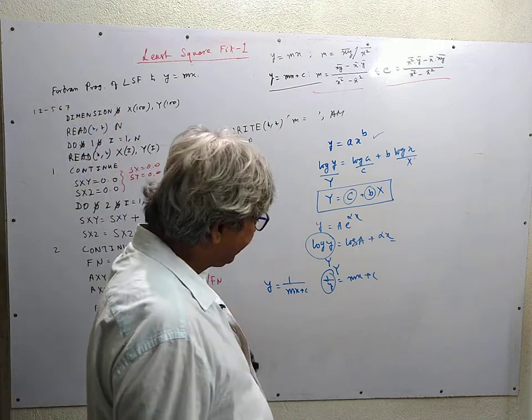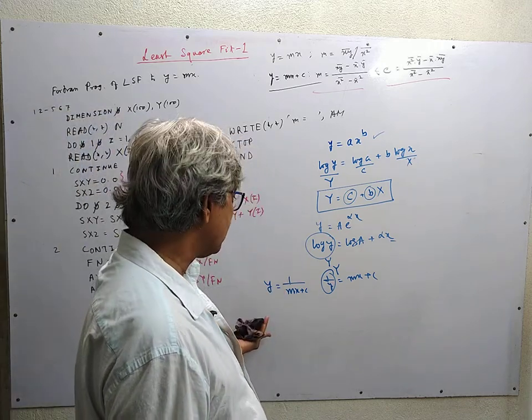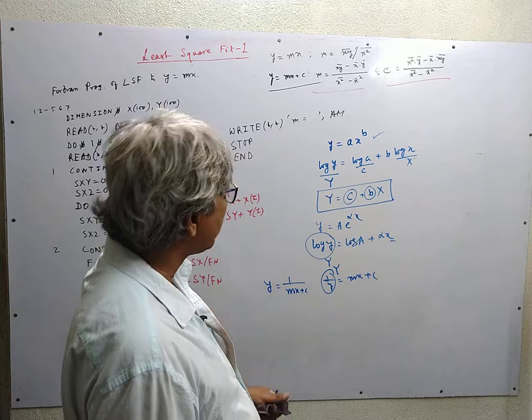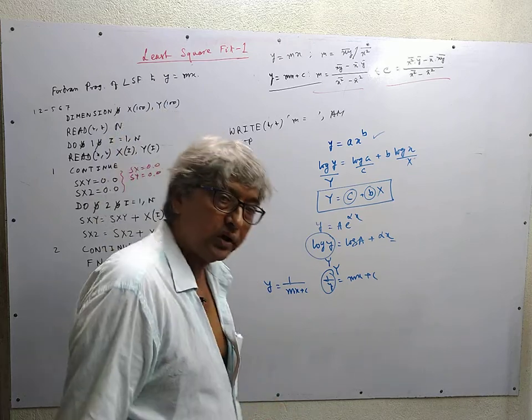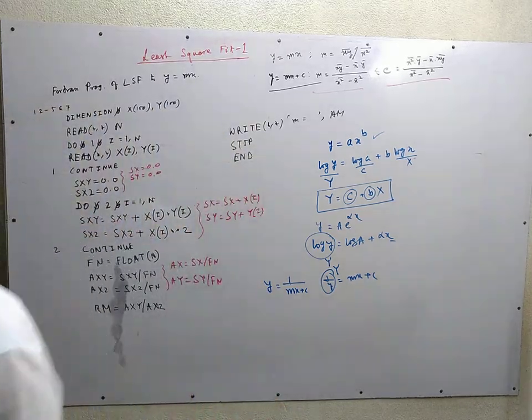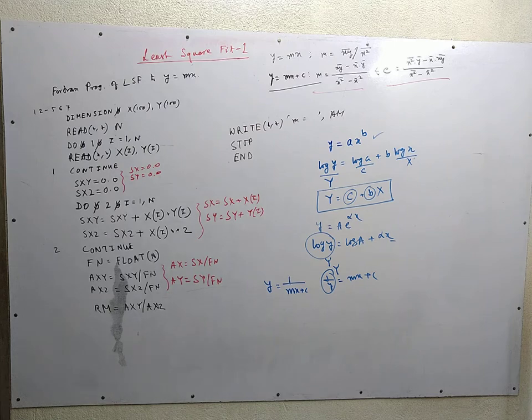There are a few more examples where by proper substitution a nonlinear curve may be made linear in terms of a transformed variable, and we may apply the theory of linear least square fit to the transformed variable to get the optimized parameters, and when we back substitute into the equation, we get the nonlinear curve.